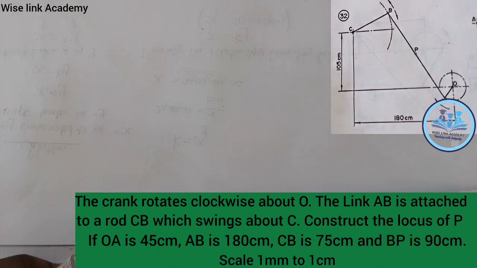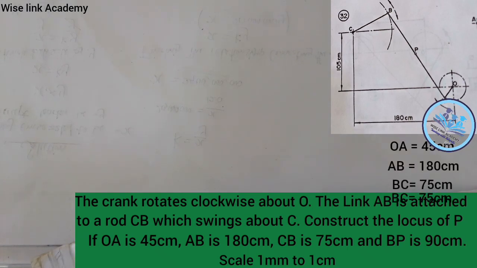Now you are asked to construct the locus of P. So we are told to construct the locus of point P. If OA is 45 centimeter, AB is 180 centimeter, CB is 75 centimeter, and BP is 90 centimeter. Scale 1 millimeter to 1 centimeter. I explained that scale previously in my class. In that scale, whenever you see 1 centimeter, we assume 1 millimeter. So for instance, our OA is 45 centimeter.